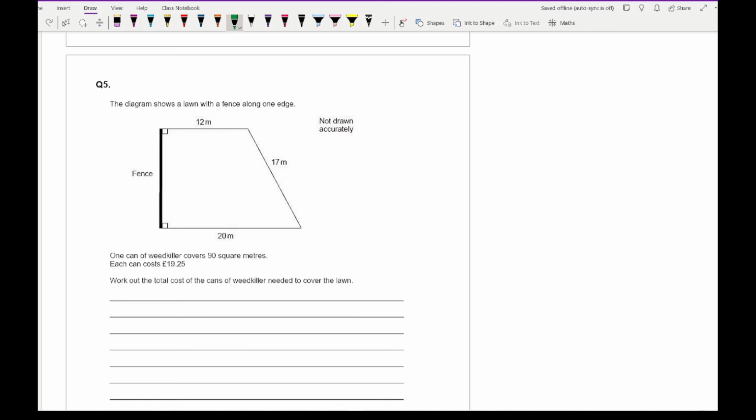Now in order to work out the area of a trapezium, let me just write down the formula, which is a formula that you do need to learn. It is the two parallel sides added together, multiplied by the height, divided by 2. Now looking at this, I know the two parallel lengths, but I don't know what the height is. That's going to be a big question mark. So that's what I need to work out first.